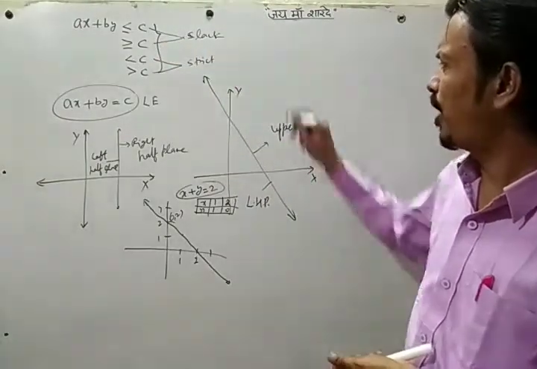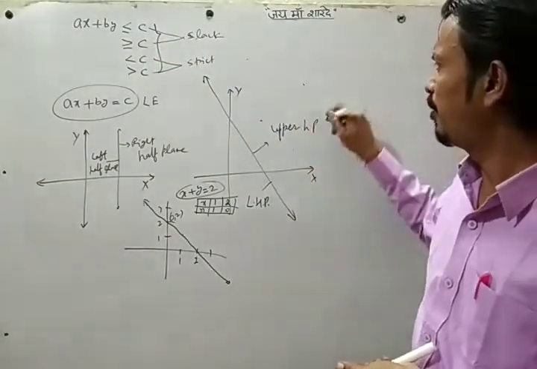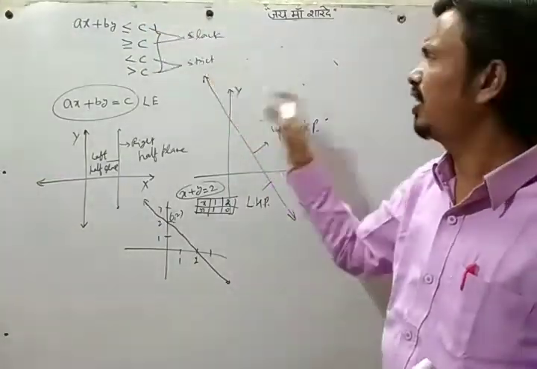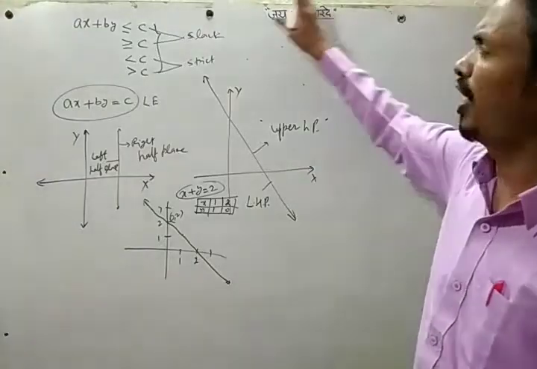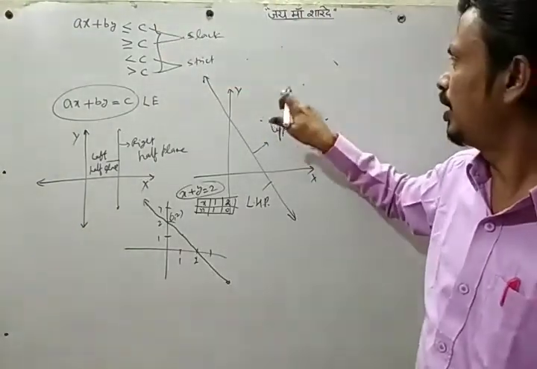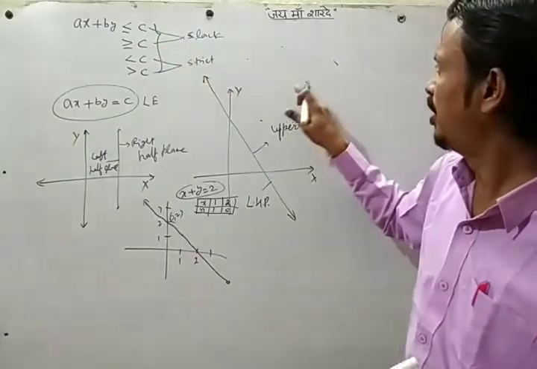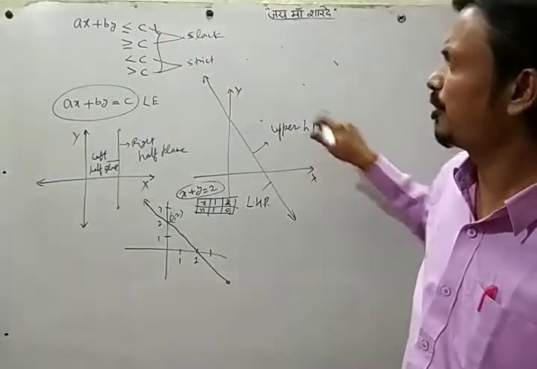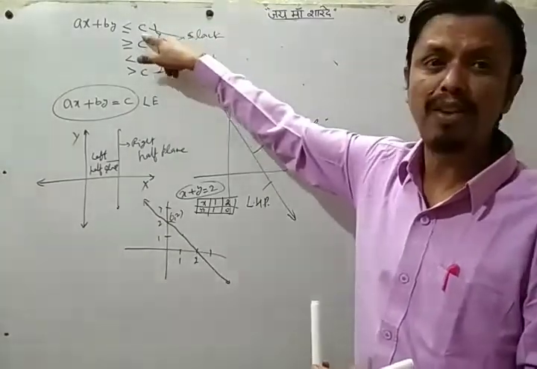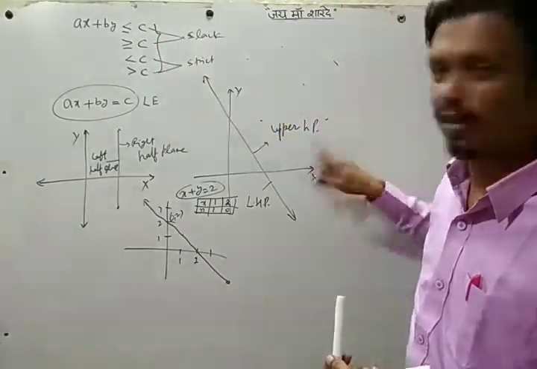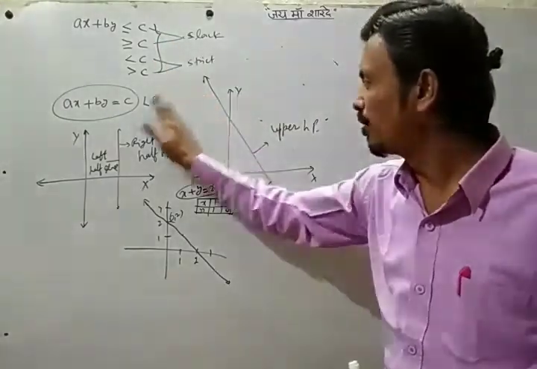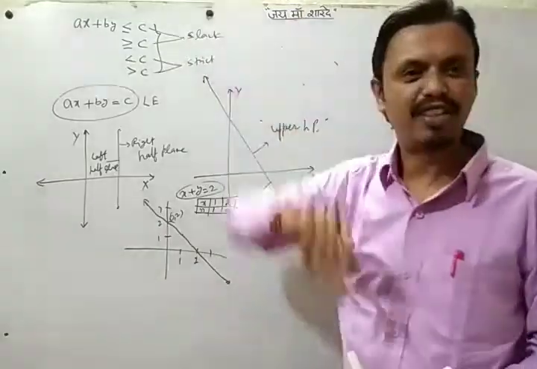We can take points from this plane. Any one point we can take and put in the inequation. If it satisfies, then all the points from this plane will satisfy that inequation. If this point satisfies this inequation, then this also will satisfy it. If this point does not satisfy this inequation, then this cannot be. Okay? If this point satisfies, then all the points of this plane will satisfy this inequation.